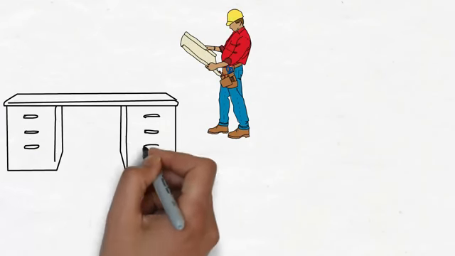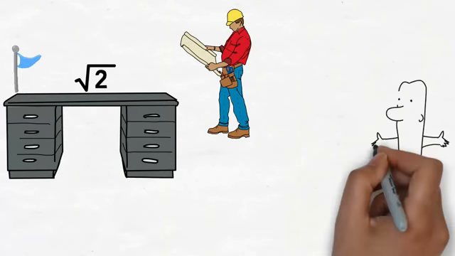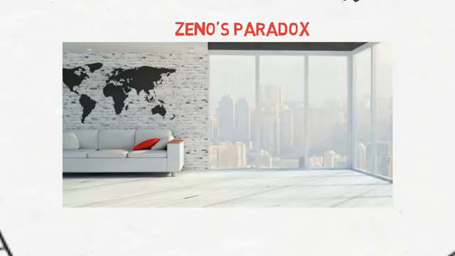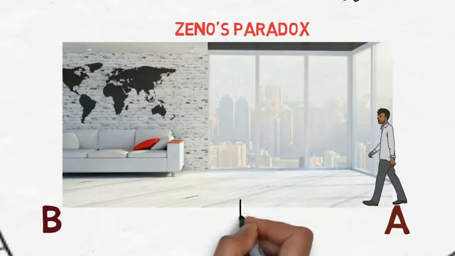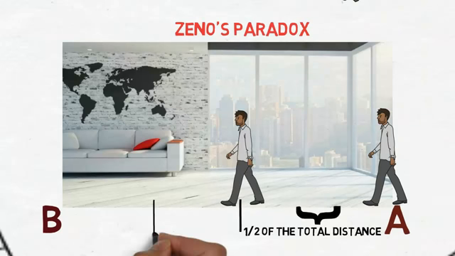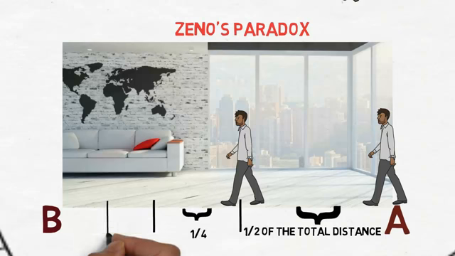If you were to construct a table of square root of 2, you know where to start but not where to end. To understand this, we have to understand Zeno's paradox. Zeno's paradox says, imagine 2 points A and B. First you move half of AB, then another half of the remaining half, and so on and so forth. It continues in an infinite series that looks like this.